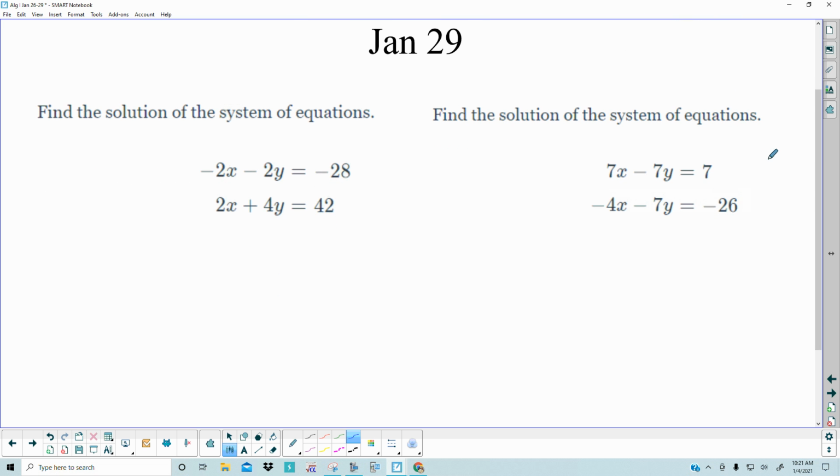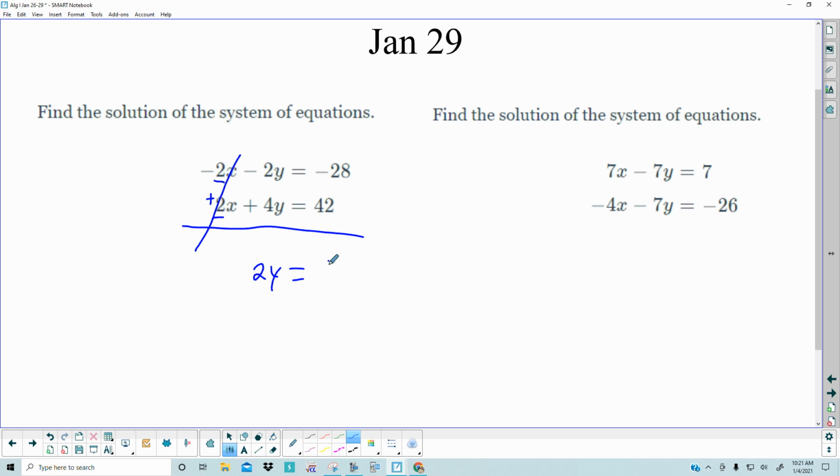In level 1, what you guys saw, your goal was to get a coefficient on one of the variables to be the same number, but one of them positive and one of them negative. So when you added these things together, one of them would just cancel out.